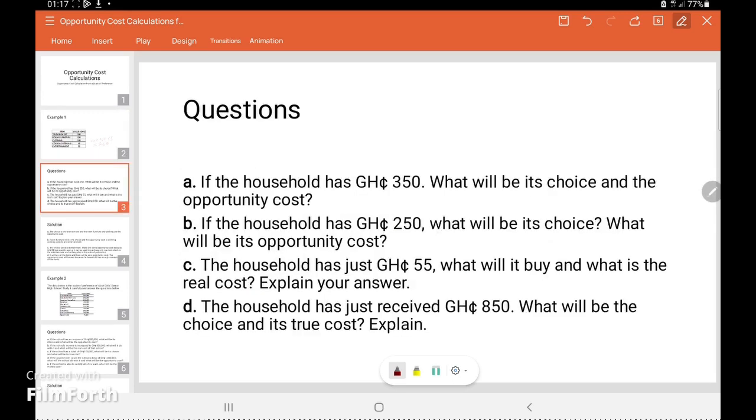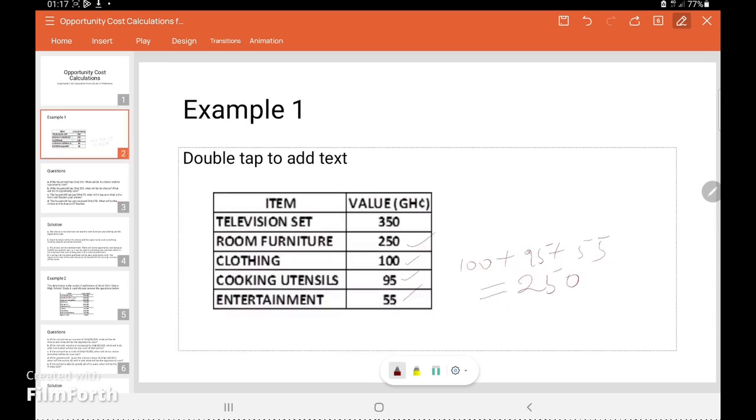Let's look at the next question. The household has just 55 Ghana cedis. What will it buy, and what is the real cost? Real cost here being opportunity cost. Explain your answer. We'll go back to the table, and for 55 Ghana cedis, we see that the only item the household can buy is entertainment.